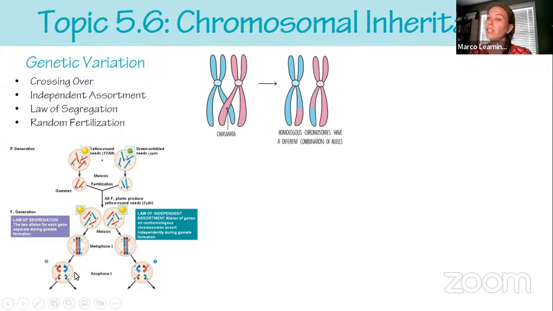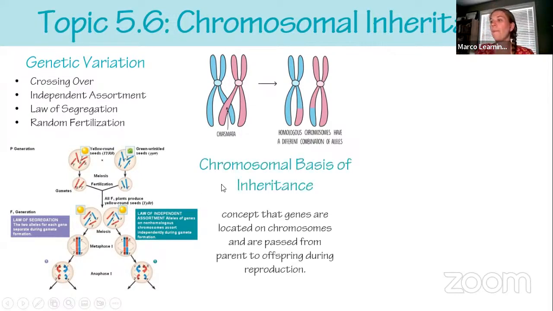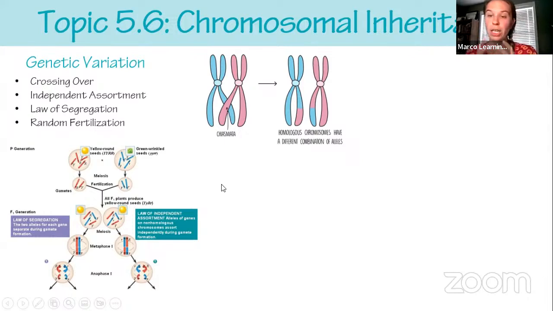And then the law of segregation has to do with during anaphase, your alleles are going to move apart from each other. As you see here, the dominant allele moved apart from the recessive allele, and this dominant allele moved apart from the recessive allele. So they can actually segregate into different cells. I'm sorry. And then random fertilization refers to the fact that any sperm can fuse with any egg.